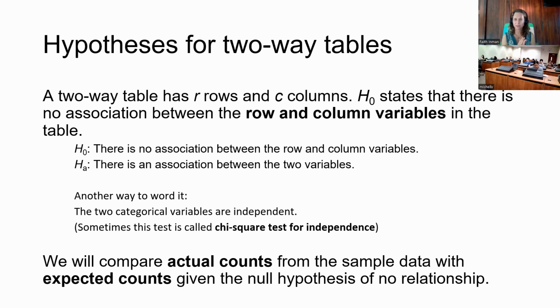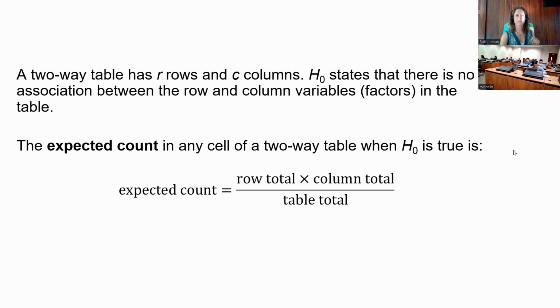It's not associated. They're independent of each other. Again, sometimes this is called the chi-square test for independence. And you compare the actual counts of the sample data with the expected counts given the null hypothesis of no relationship. Now, remember, for the one-way chi-square test, our expected counts were based on either the hypothesis of equal proportions or some known frequency. In this case, we're actually going to use the data to calculate what we expect the frequencies to be, and I'll show you how. Again, a two-way table has R rows and C columns, and the null hypothesis is that there's no association between the factors.